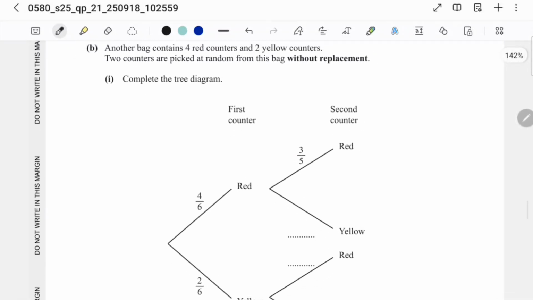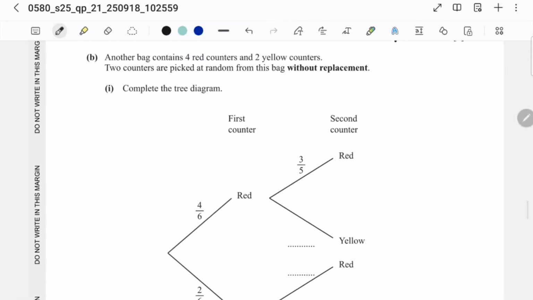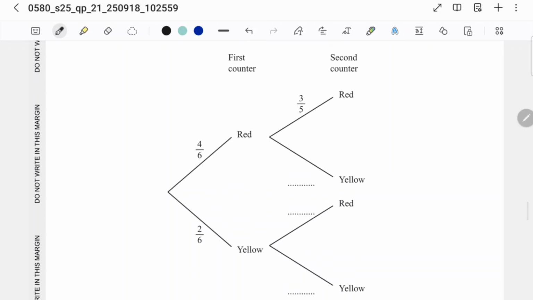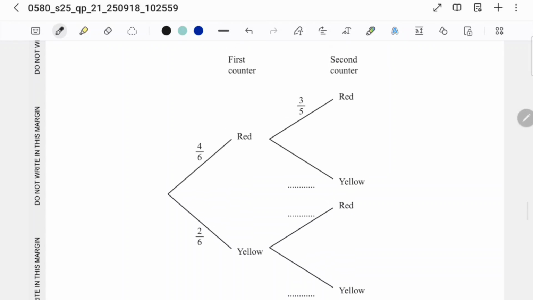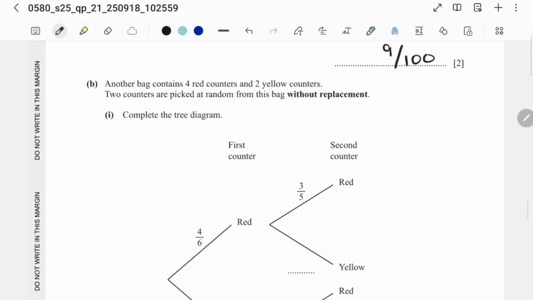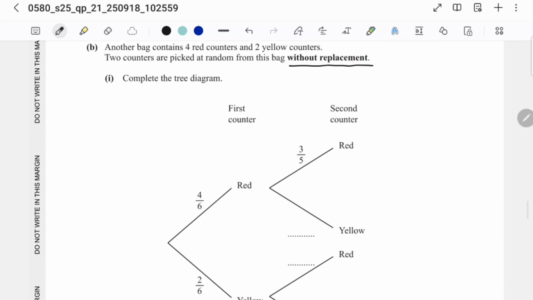Another bag. Now they are talking about some other bag. It contains 4 red and 2 yellow, so there are 6. 2 counters are picked at random from this bag without replacement again. So we have to complete the tree diagram. 4 over 6, 2 over 6, and then the other one is 3 over 5, because without replacement we have to reduce the number.